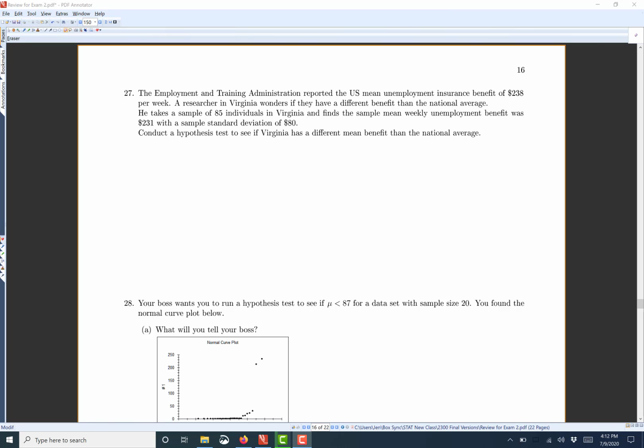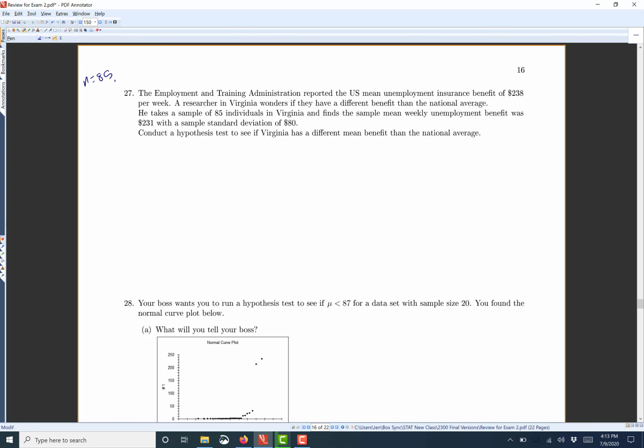The Employment Training Administration reported that the U.S. mean unemployment insurance benefit is $238 per week. Now, a researcher in Virginia wonders if they have a different benefit. So he takes a sample of 85 individuals in Virginia. So we have n equals 85.